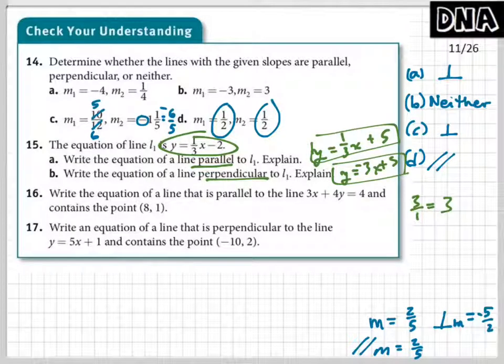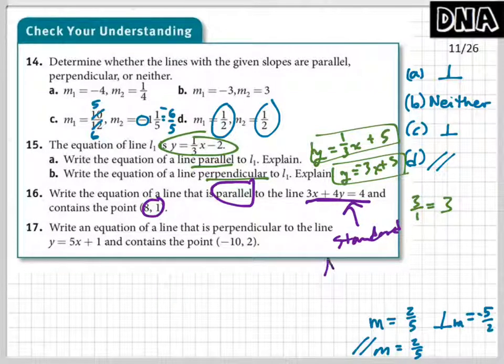Alright, going to number 16. Let's see, 16, so it gives us this equation. We're supposed to write a line that's parallel to it, and it's supposed to contain (8, 1). How am I going to do that? What's the slope of this equation? Now this is standard form.